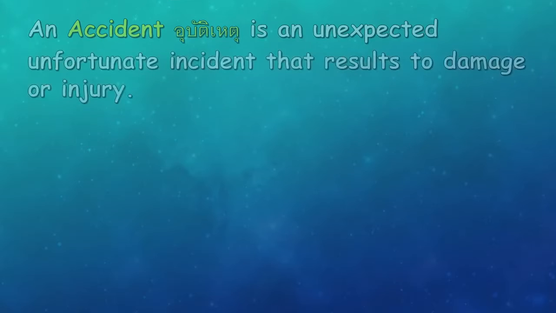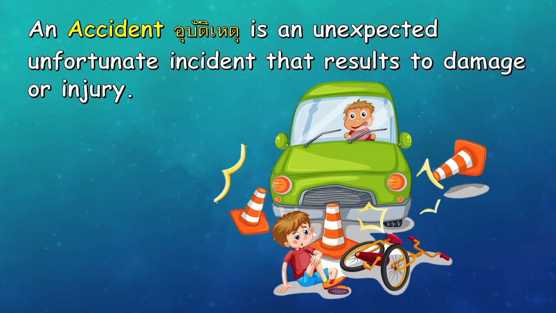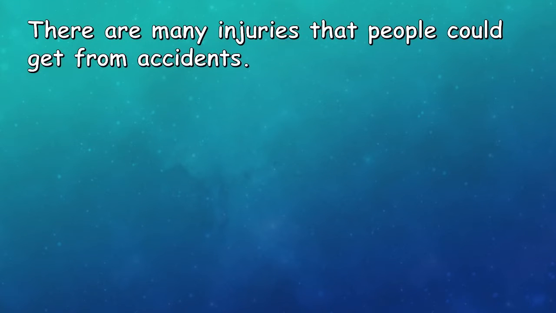Unattended. Okay. Now, an accident is an unexpected, unfortunate incident that results in damage or injury. When you say accident, you are not expecting it to happen. You don't know when it happens. It just happened, and when it occurs, you might be getting an injury. When you say injury, it is damage to your body. You might get hurt, you might damage your body, or sometimes some people even die from accidents. There are many injuries that people could get from accidents.